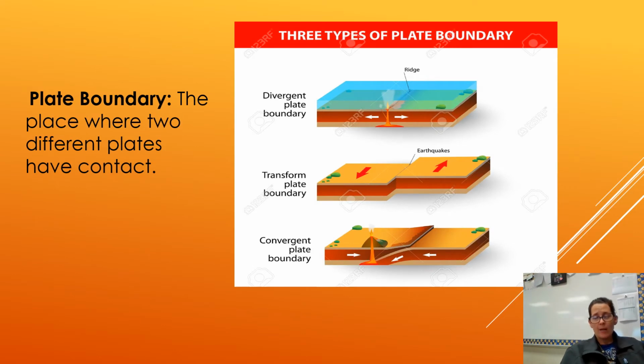So the cool thing about plate tectonics is that these plates are always moving around just a little bit at a time, maybe a centimeter or 2 per year. So, if you're just sitting there staring at it, you're probably not going to see it happen. But there's different ways that they move against each other, and where they touch together is called a plate boundary. The plate boundary is the place where 2 different plates have contact, right? Kind of makes sense. So we've got 2 plates. Where they touch is a plate boundary.